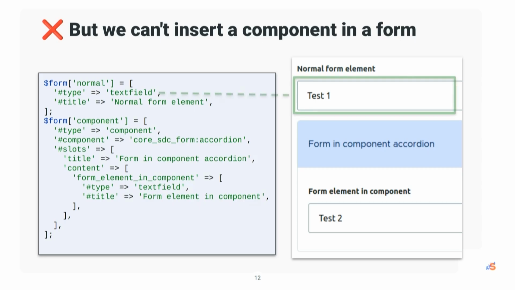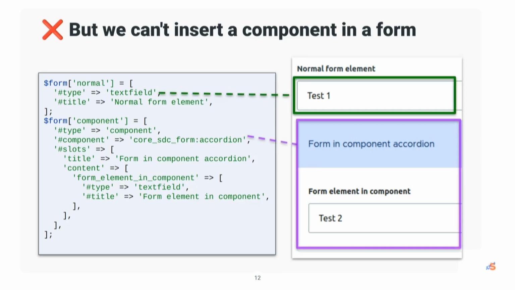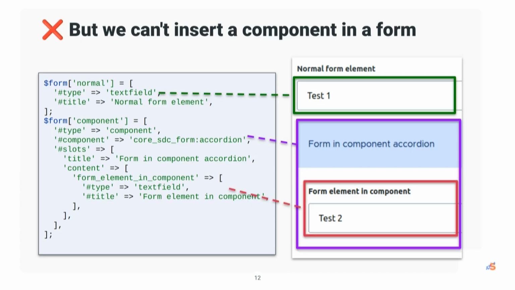You can't do that. Here, for example, we have a basic simple text field. Then we use our component. Then inside the component, I want to put part of my form because I want this accordion. I don't want the standard details or fieldset provided by Drupal, because of UI logic or design.